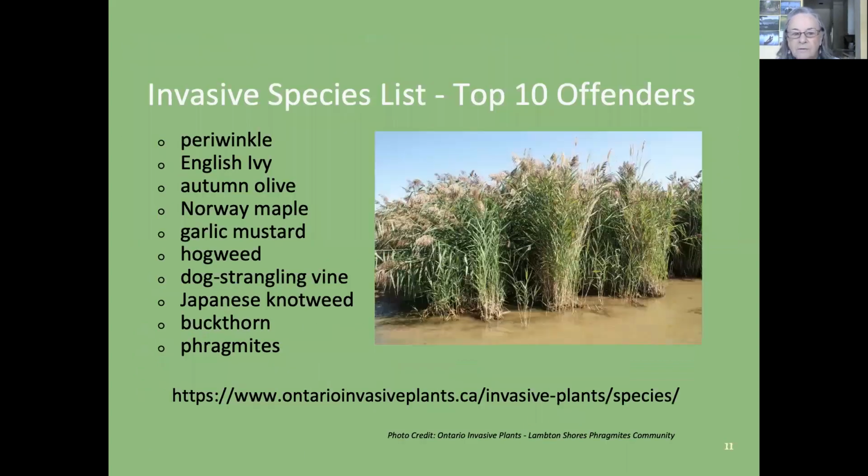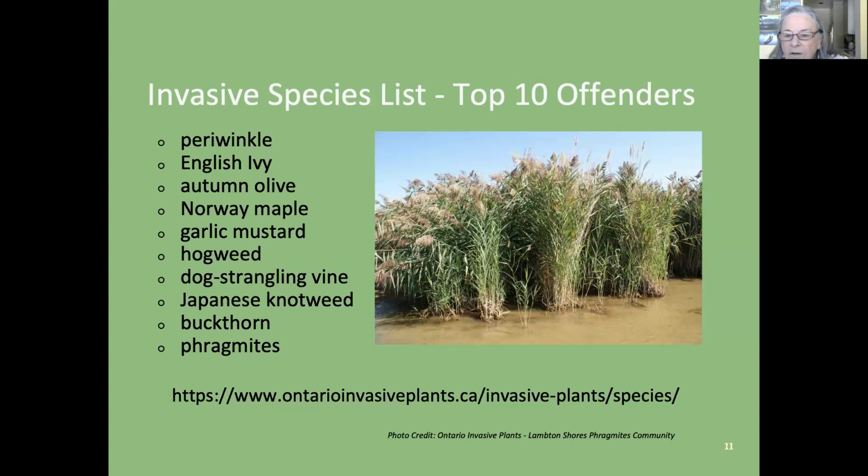So one slide on invasive species. I'm just showing this to remind everybody that when you're planting your garden, you need to get rid of any invasive species before you plant. The first one on this list is periwinkle, and the last one is phragmites. These are the top 10 offenders according to the Ontario Invasive Plant Council. Why aren't invasives great? Well, because they outcompete native species, they create monocultures, and they wipe out wildlife that's dependent on native plant species.